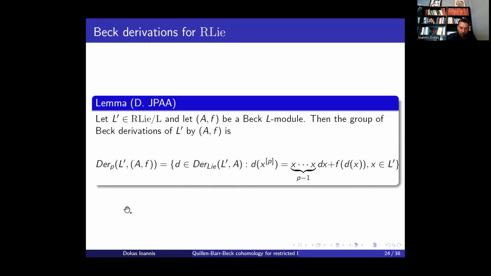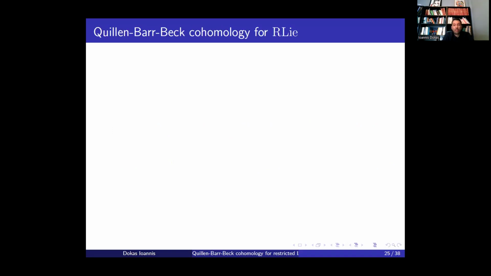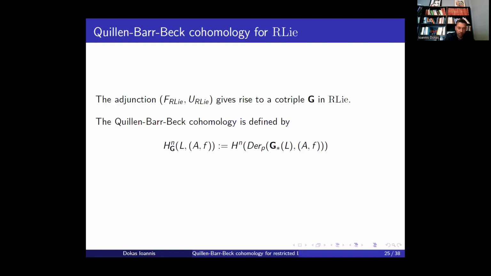So now that we have the set of Beck derivations, we are ready to define Quillen-Barr-Beck cohomology for restricted Lie algebras following the general definition of Quillen-Barr-Beck. We will need this adjoint pair to find a cotripe resolution, and we have this because I described the free restricted Lie algebra functor. And we have an adjunction that I note like this, which gives rise to a cotripe in the category of restricted Lie algebras. And groups are defined by this formula.